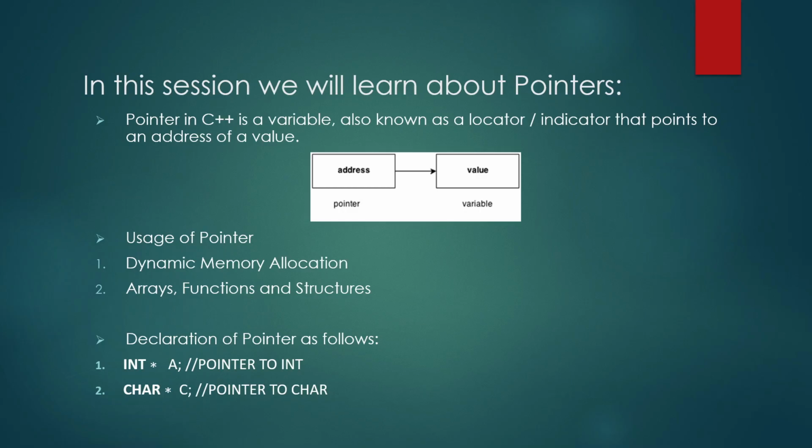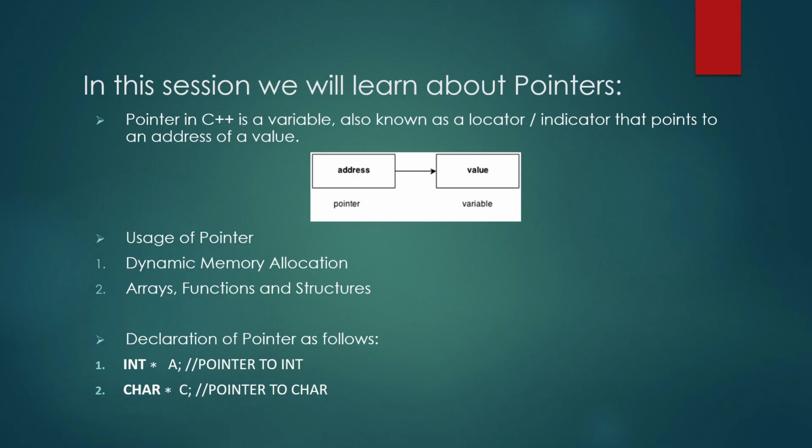Now, there are two usages of the pointer. One is the dynamic memory allocation and another is the arrays, functions and structures. In the dynamic memory allocation, we can dynamically allocate the memory using malloc and calloc functions where the pointer is used. And in the arrays, functions and structures, we can use it to reduce the code and improve the performance.